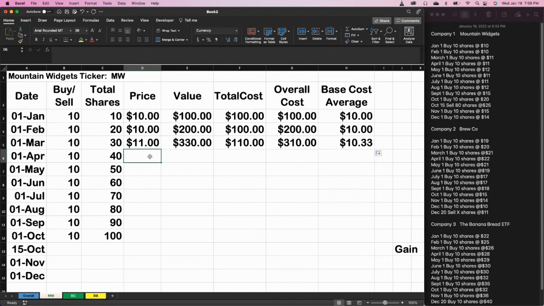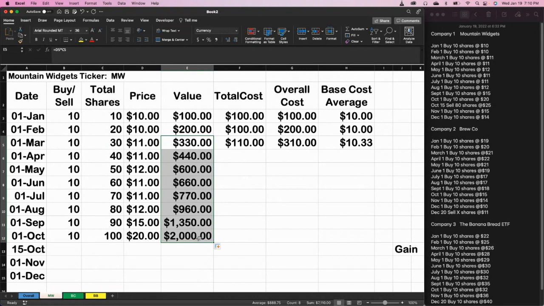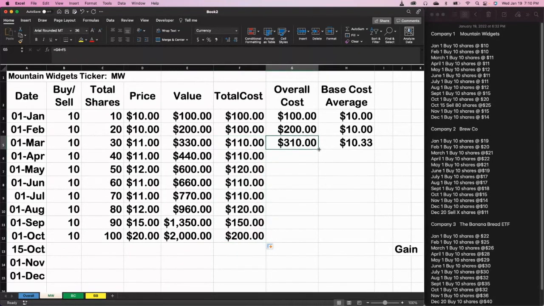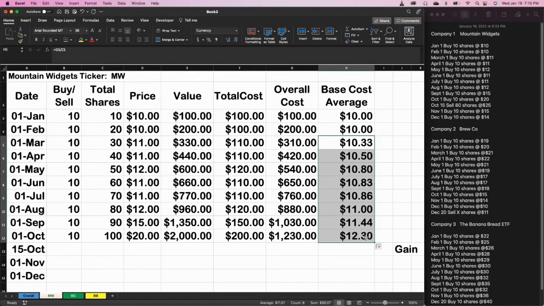Okay, so in April, we'll pull the rest of these in here. In April, it was worth $11. Then it was worth $12. Then $11. Then $11. And then we went all the way up to $20. Oh, this is looking really good. So we'll pull our value down, and you'll see it shows we're up to $2,000 on the 1st of October. And our total costs and our overall cost: we only paid $1,230, and we're up to $2,000. So we're well into profits here. We're doing really good. And our base cost average at that point is only $12.30.